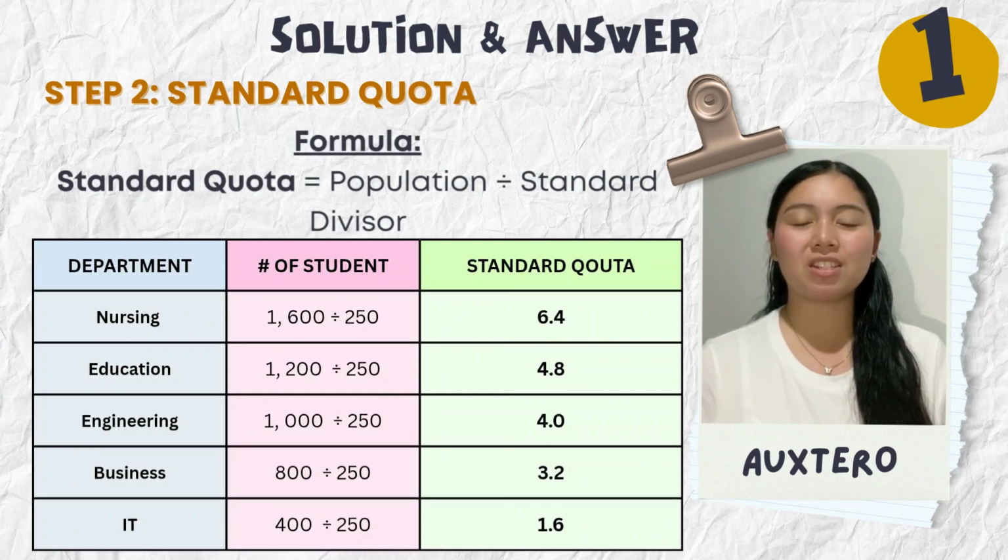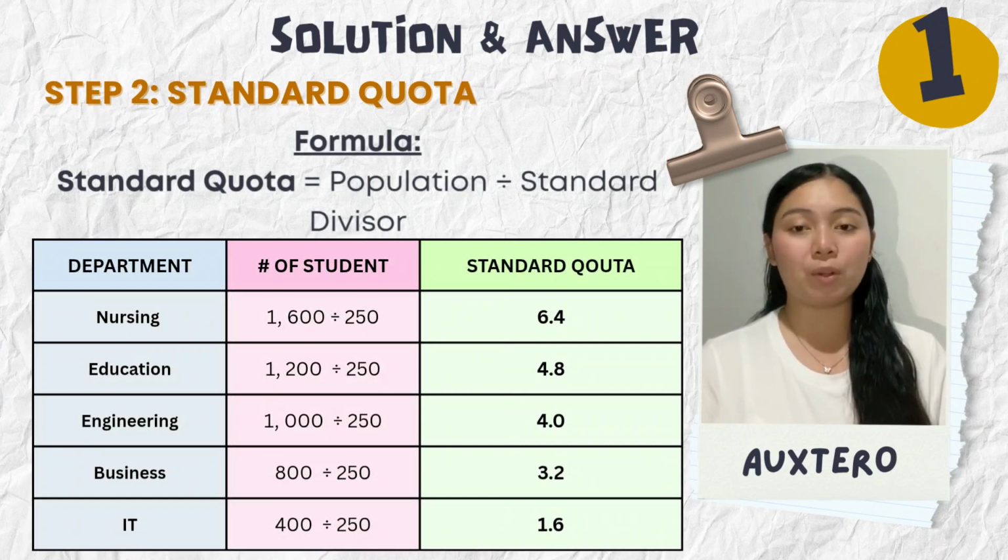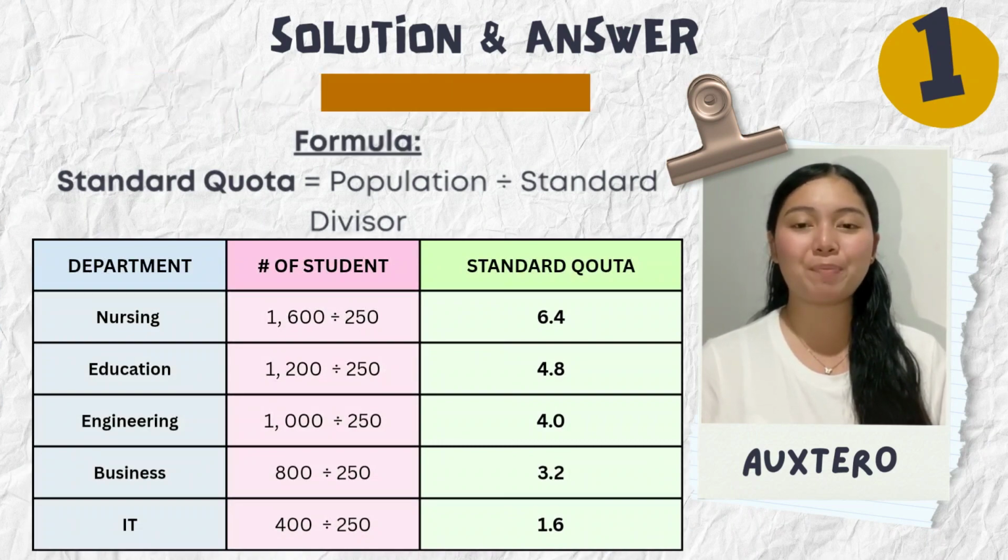Next, we determine the standard quota for each department by dividing the number of students by the standard divisor of 250. For nursing, 1,600 divided by 250 equals 6.4. For education, 1,200 divided by 250 equals 4.8. For engineering, 1,000 divided by 250 equals 4.0. For business, 800 divided by 250 equals 3.2. For IT, 400 divided by 250 equals 1.6. These values represent the standard quotas for each department.